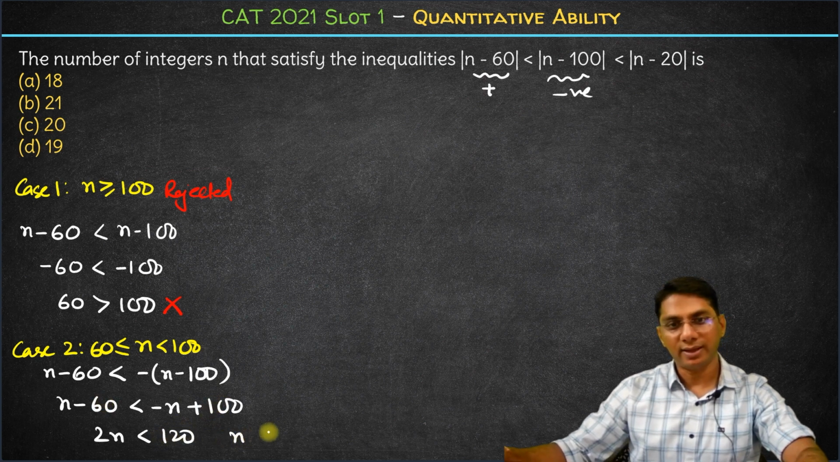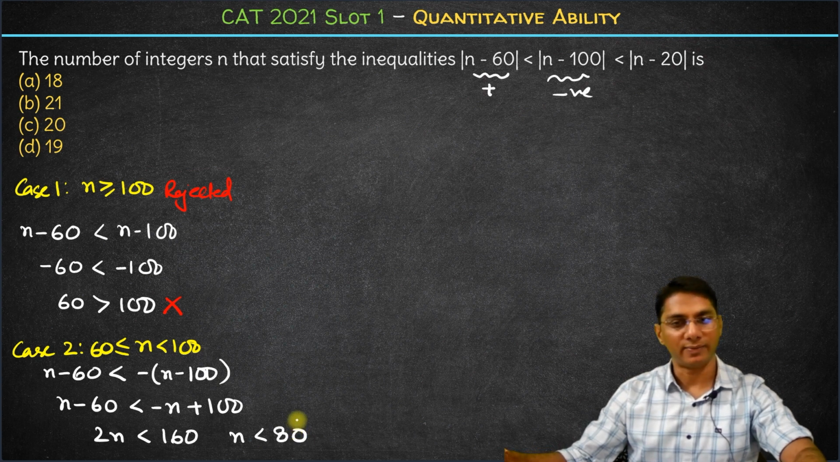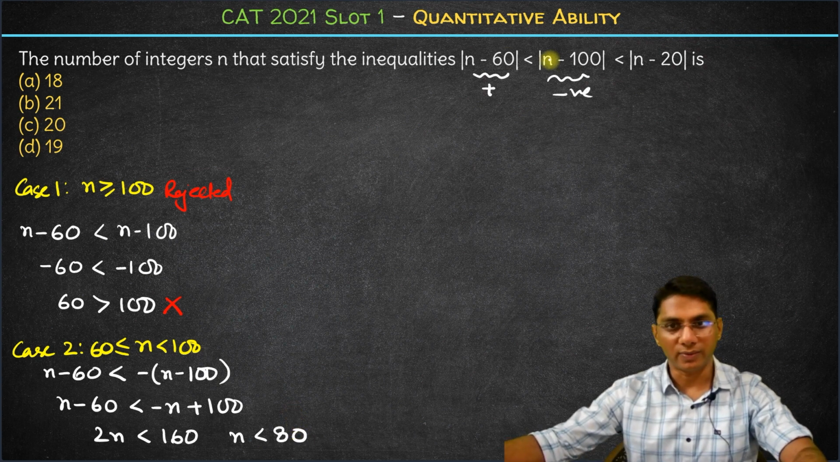So n goes that side, we get 2n is less than minus 60 plus 100, which is 120. Hmm, this gives us 160. So this gives us n is less than 160 by 2. So 160 by 2 is 80. So n is less than 80. This is what we get, from the first inequality.